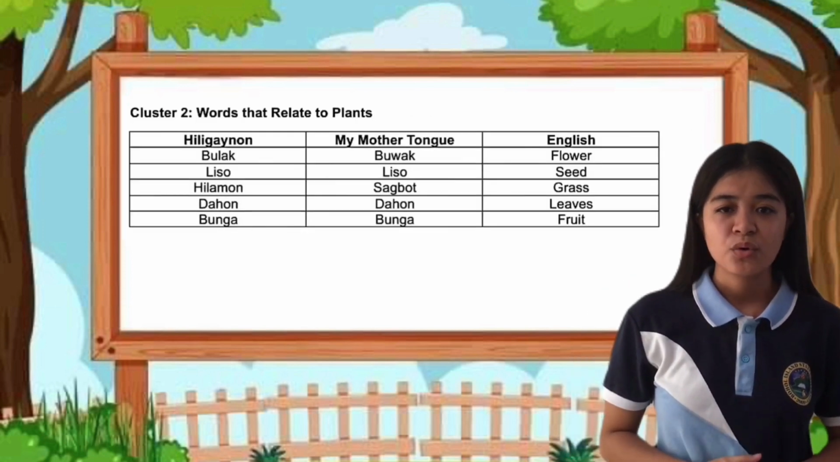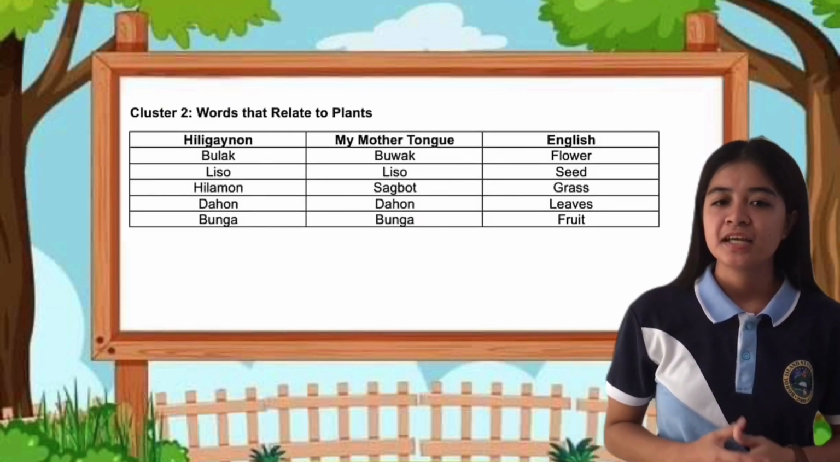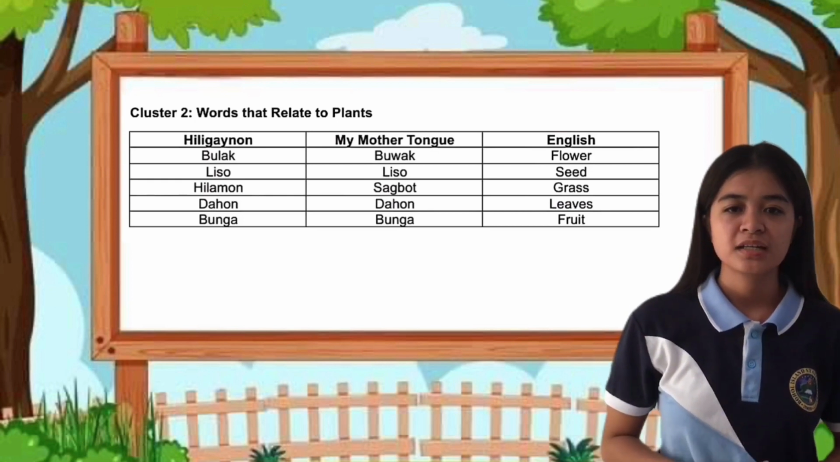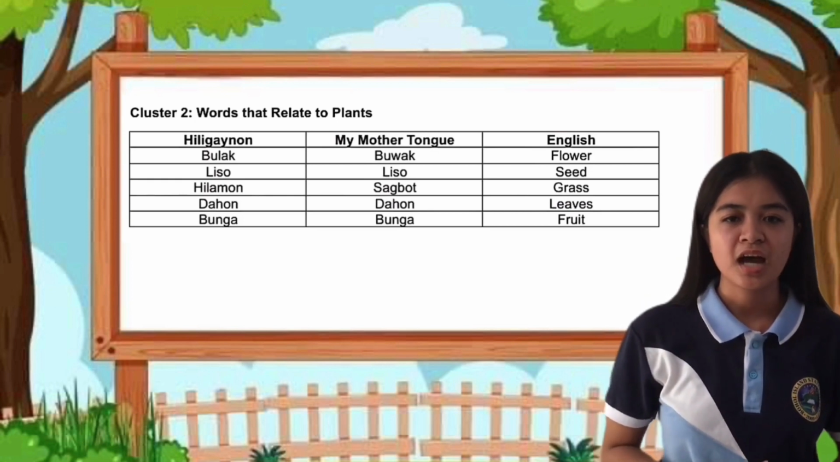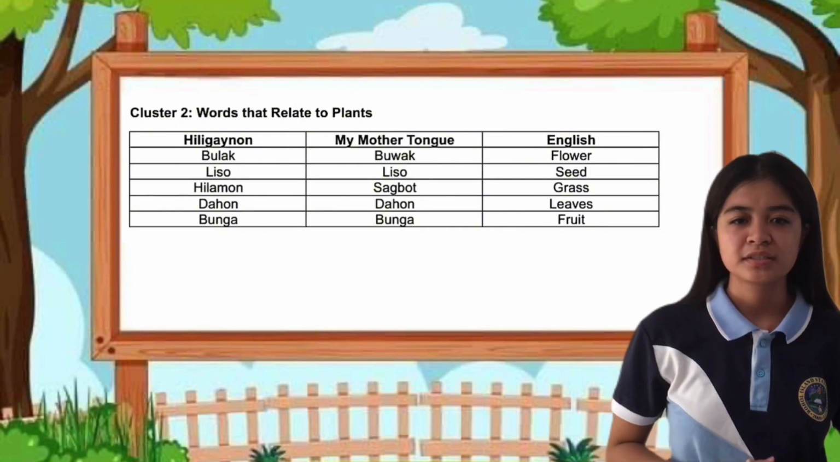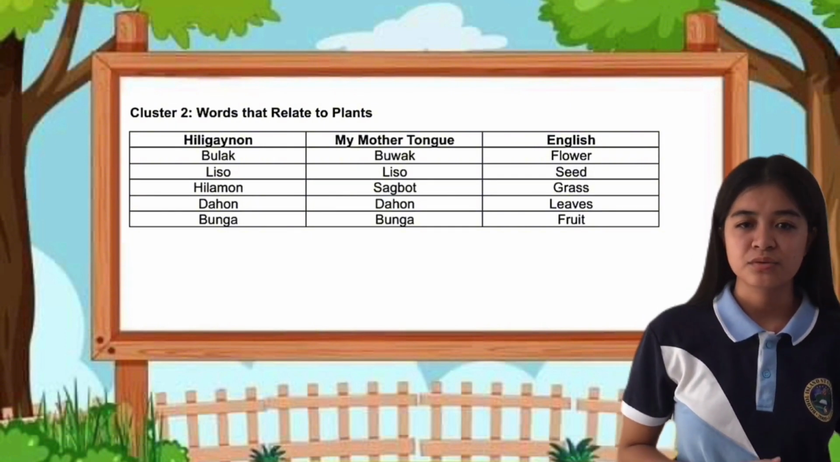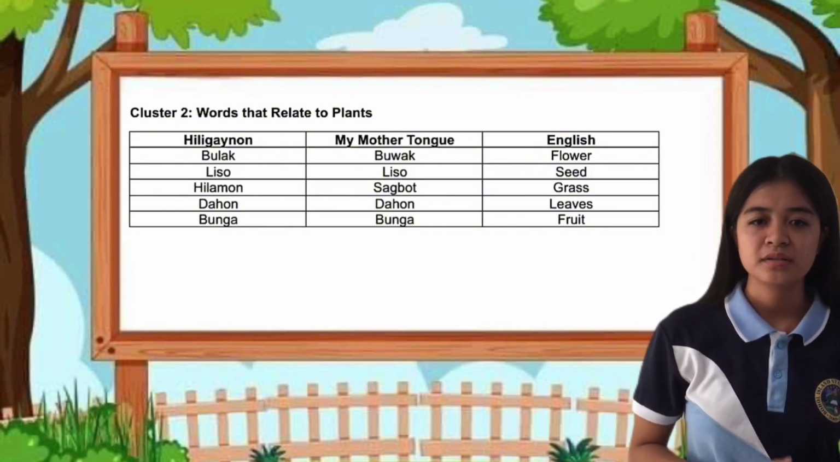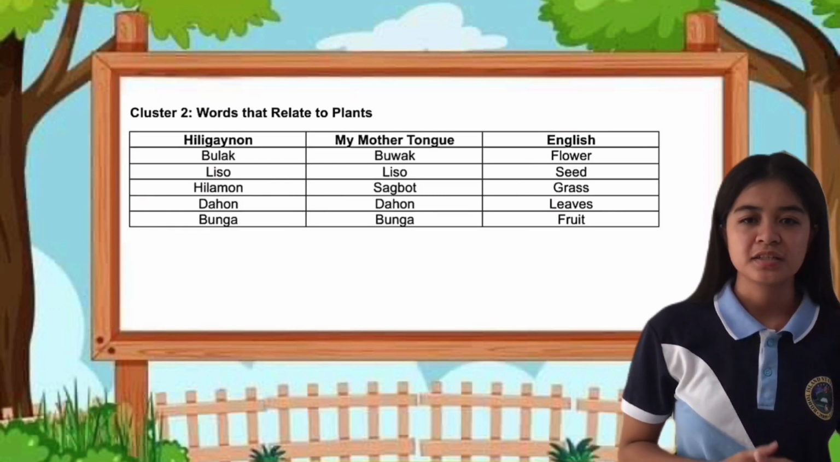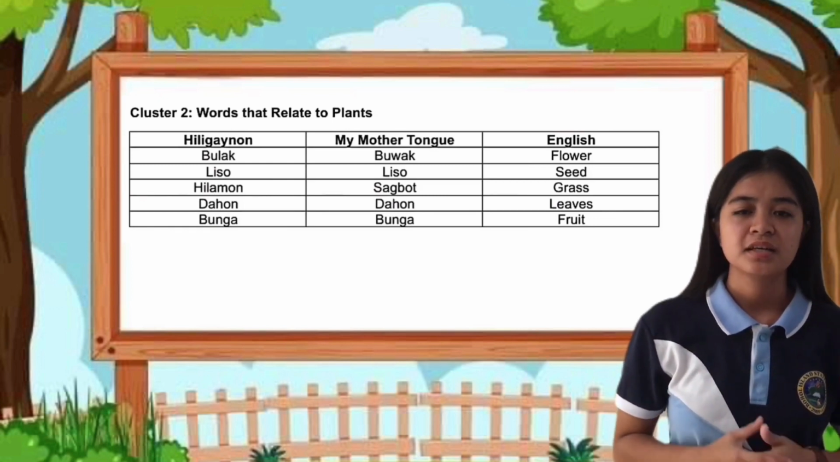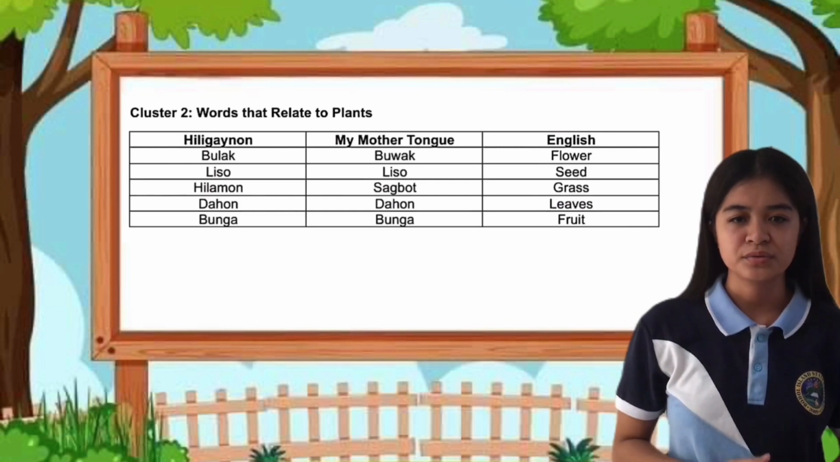In cluster 2, words that relate to plants. In Hiligaynon, we have bulak, liso, hilamon, dahon, and bunga. In our mother tongue, it is buwak, liso, sagbot, dahon, and bunga. In English, it is flower, seed, grass, leaves, and fruit.